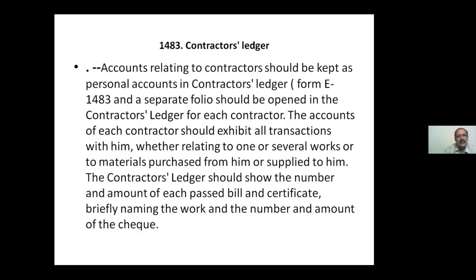Contractors' ledgers: you have to maintain accounts relating to contractors as personal accounts in the contractors' ledger under 1483 of the engineering code. A separate folio should be opened in the contractors' ledger for each contractor. Suppose one contractor is executing five agreements. For all five agreements of that contractor, one separate folio will be allotted. How much amount was taken, how many bills have been passed, the full name of the work. This is called the ledger. This is cross verification.